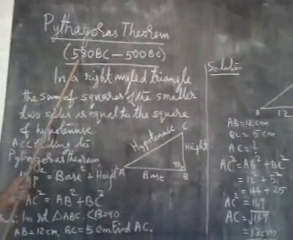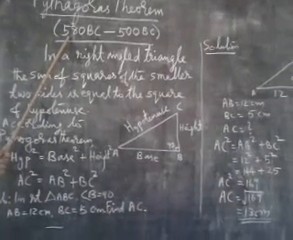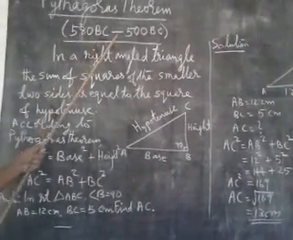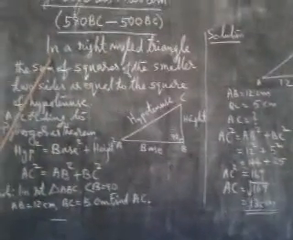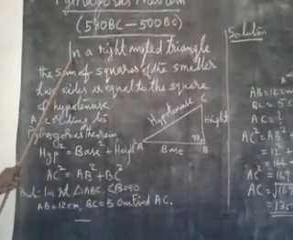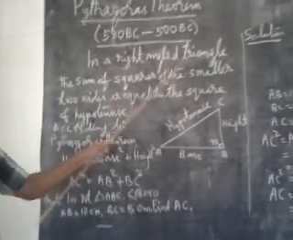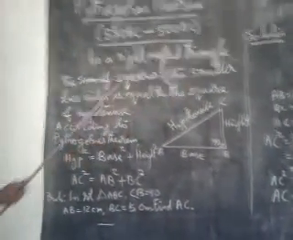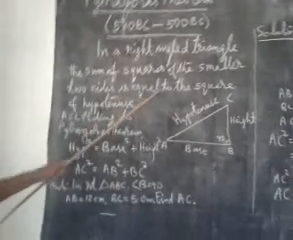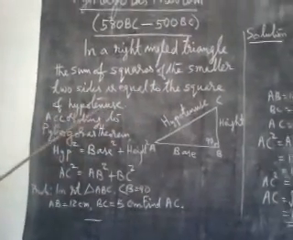Pythagoras lived in Greece between 580 BC and 500 BC. Pythagoras theorem states that in a right-angled triangle, the sum of the squares of the smaller two sides is equal to the square of the hypotenuse.